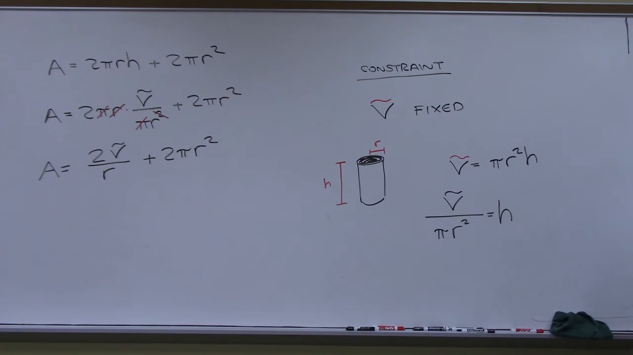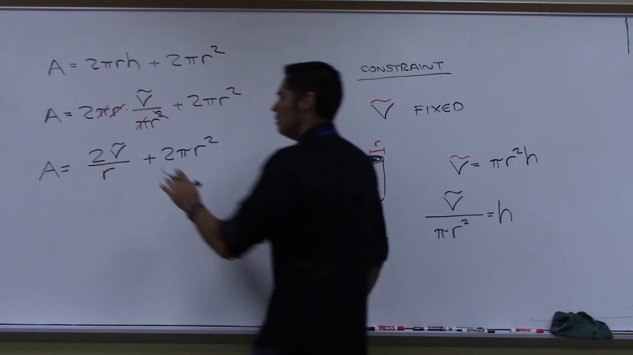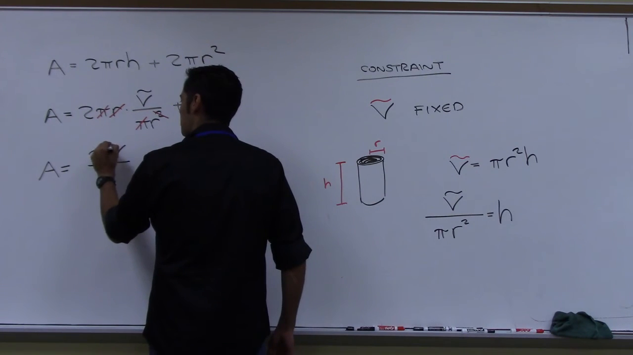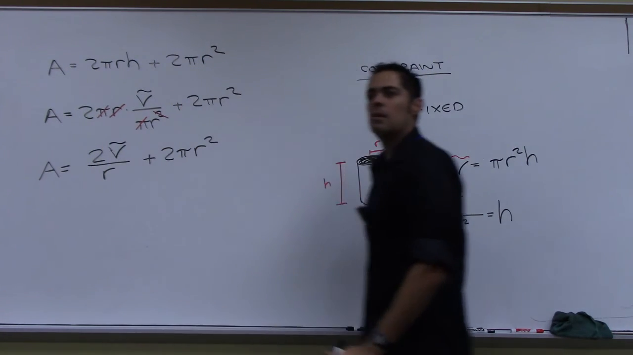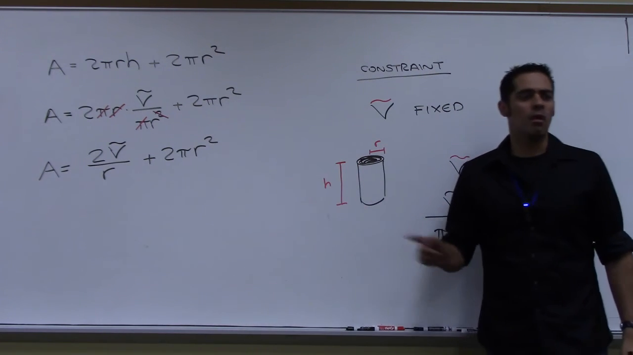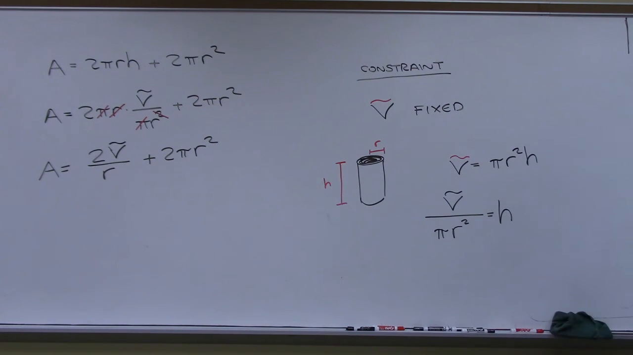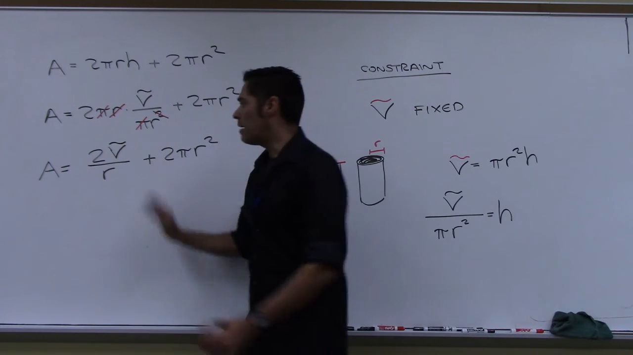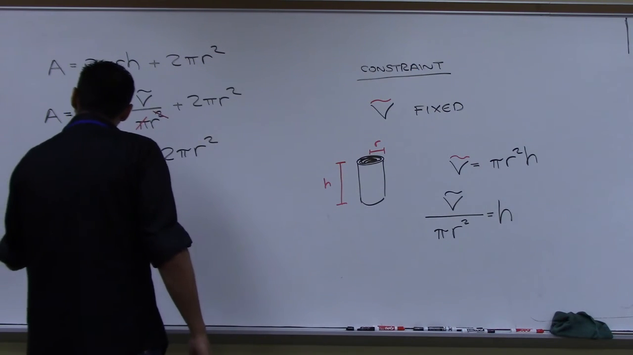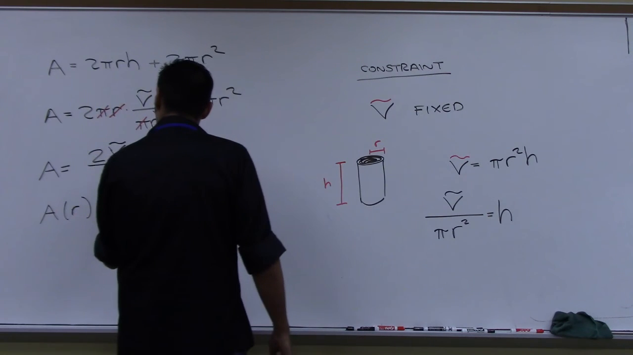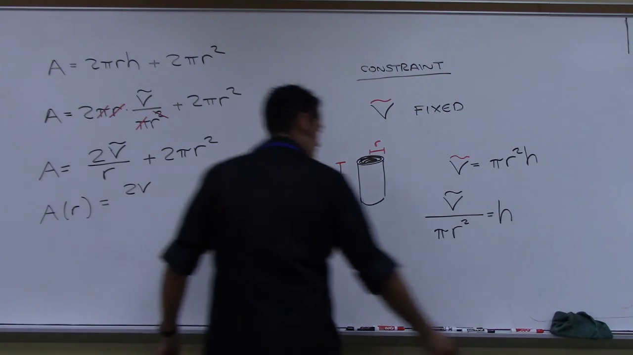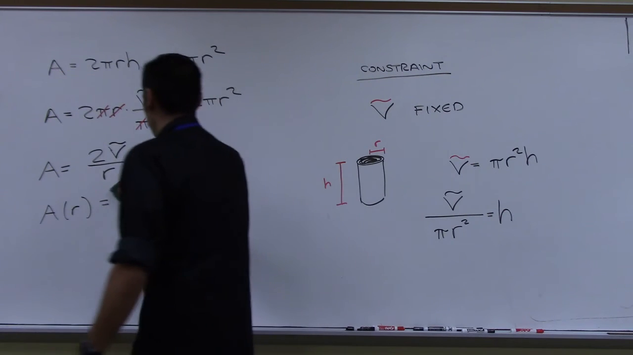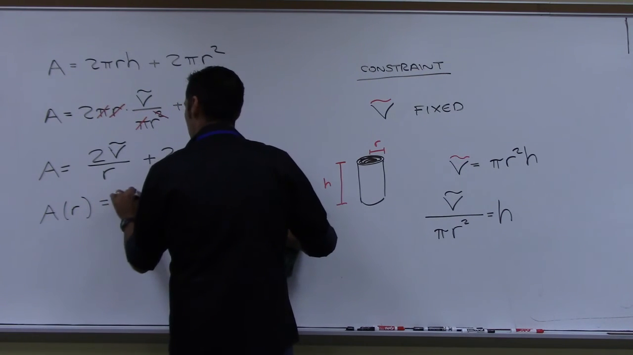Have I accomplished what I set out to do here? Or do you remember what we were trying to do? I was trying to get the area in terms of one variable. Is it in terms of one variable? Yes, because v tilde is just a fixed number, right? So the only thing that's changing, or that's allowed to change right now, is r. So I can actually write this, a of r equals 2v, oh, you know what? I'm going to do something else. I'm going to write it this way. You tell me why I'm doing it this way.